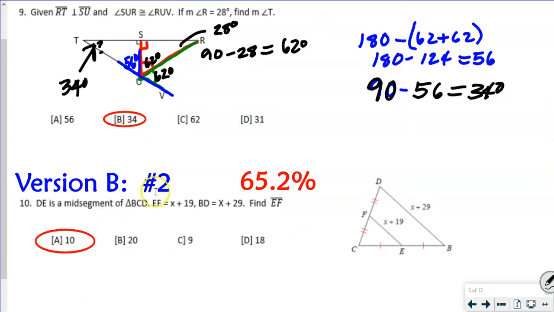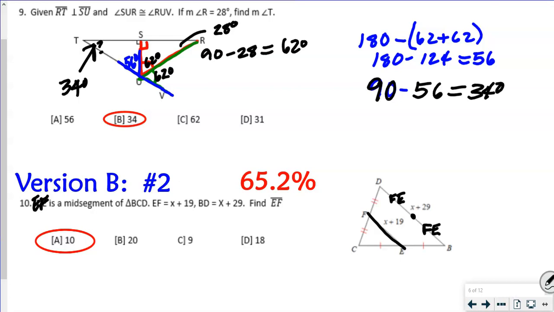So then version B, number 2, and version A, number 10. So this was, we did 65.2% on this question. So on this, it should have said EF here, y'all, okay? EF is a midsegment of BCD, or FE, doesn't really matter how it was stated, got it? But hopefully you know that two of these appear here, right? So this would be the same length as FE, and so would this.